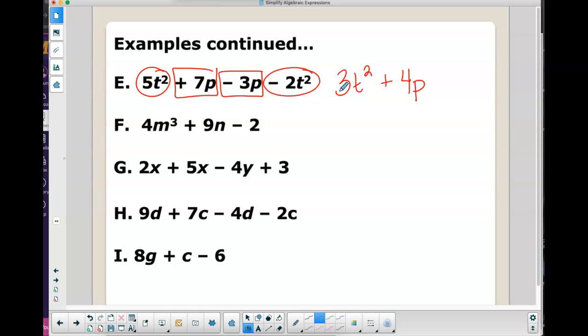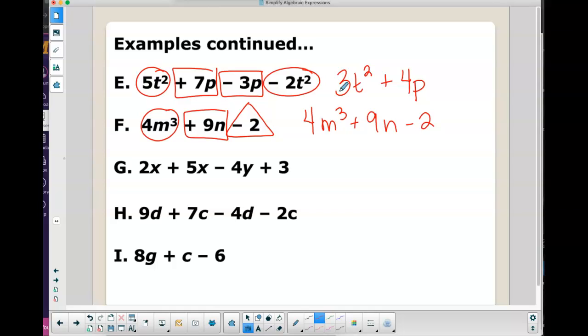Okay, how about letter F? Did you do anything with letter F? No, why not? Izzy? You can't combine any of the terms. Yeah, you can't combine any of them. If I circle this, that's the only one that gets a circle. I could box this one. I could triangle this one. They're all different, so it would be 4m cubed plus 9n minus 2. I didn't have to do anything to that.